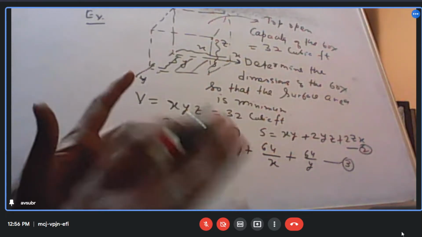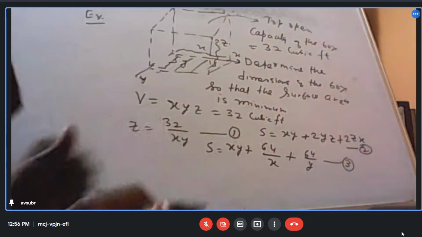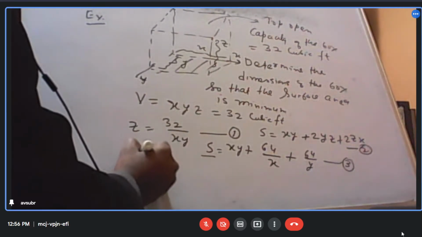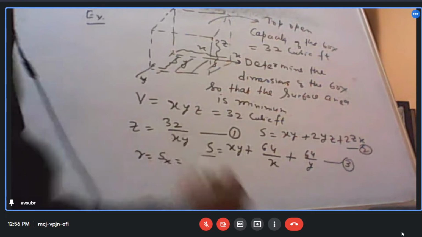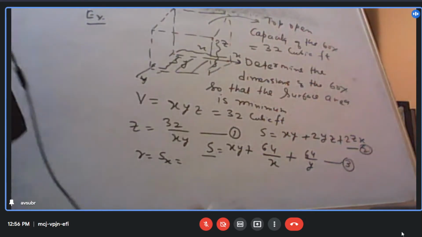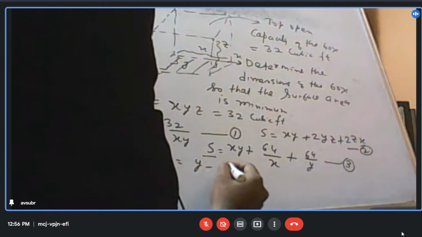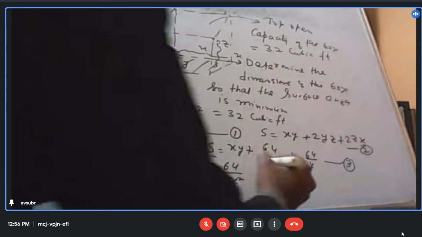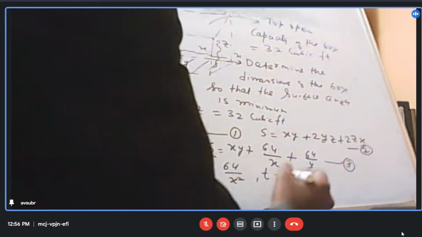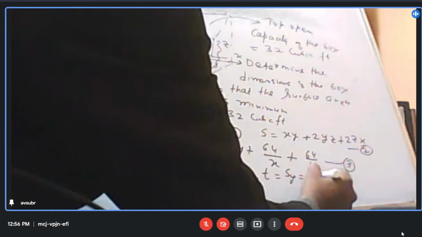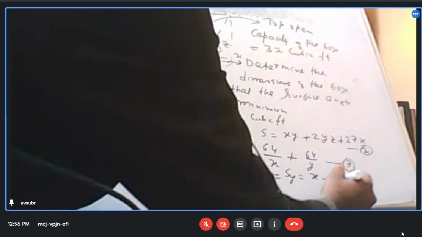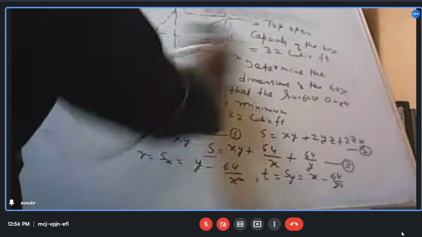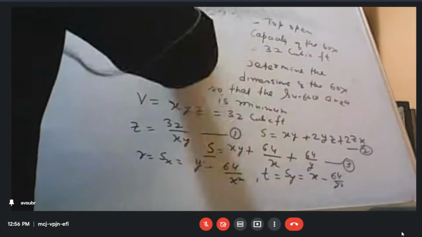Clear? Yes, sir. Okay, all right. So now this r, that is s_x, the first derivative with respect to x. What we will get? y minus 64 by x square. And what will be t? t will be s_y. That will be x minus 64 by y square. Is it okay? Yes, sir.